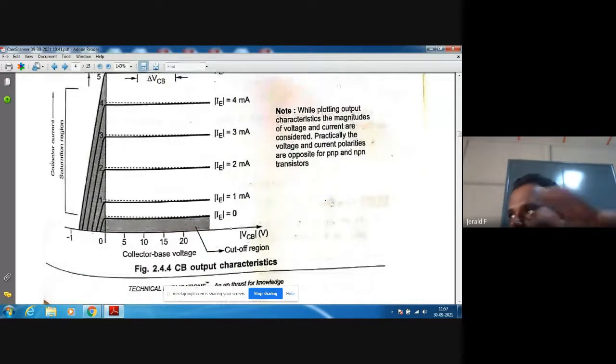There are three regions available in any output characteristic, whether common emitter, common base or common collector. These three regions are very, very important: the active region, the saturation region, and the cutoff region. So first of all, how do we plot it?